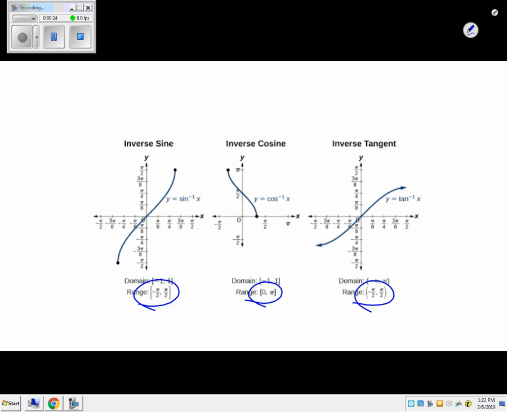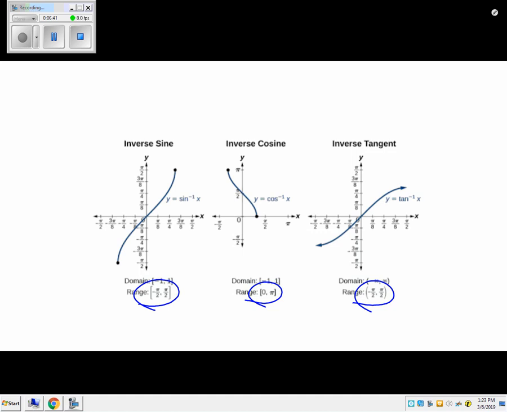All right, so you don't have to graph these. There is such a thing as graphing these and doing transformations with them and everything. We don't do that in here. It's a pre-cal thing.